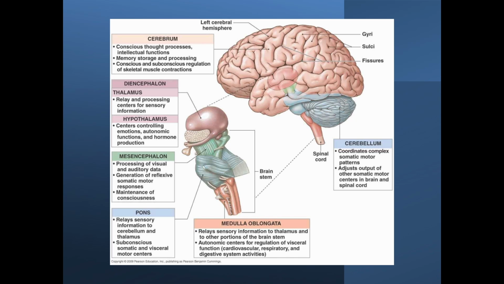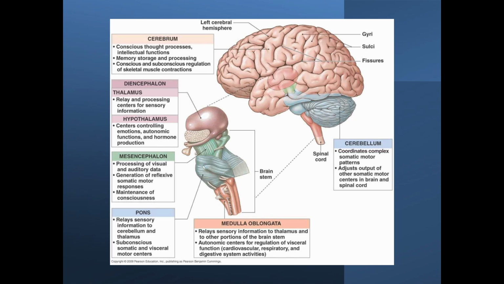We can also look at things like the pons, which is the relay for sensory information between what's above it, the midbrain, also known as the mesencephalon, and below it, the medulla oblongata. The mesencephalon processes visual and auditory reflex information. It's also an area that maintains consciousness, regulating whether or not we're awake and alert, or tired and sleepy, or actually sleeping.